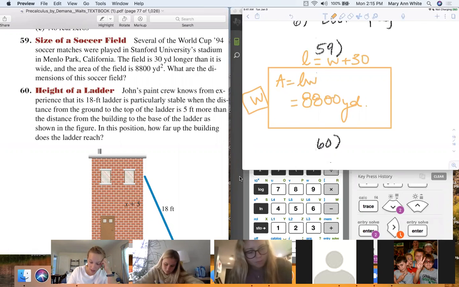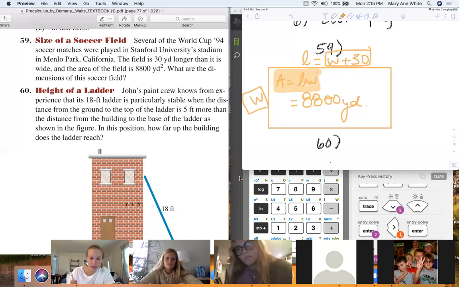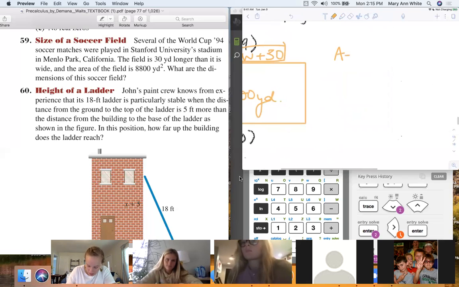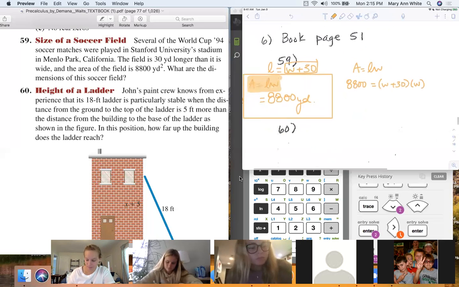Now that I have everything written in terms of W or a number, I'm just going to plug this into my basic area formula, and then see what I can solve for W. So over here, area equals length times width. Well, area is this 8,800. Length is width plus 30. And then width, we're just going to keep as W.